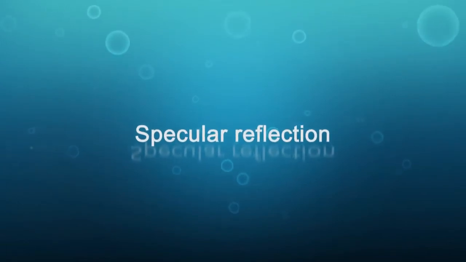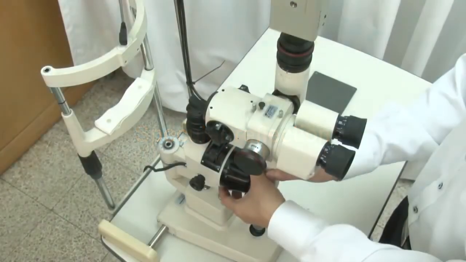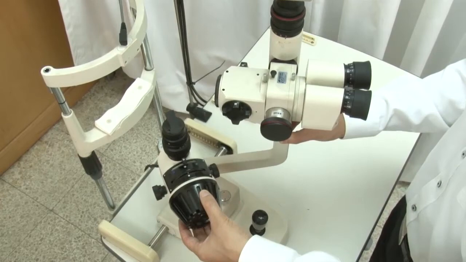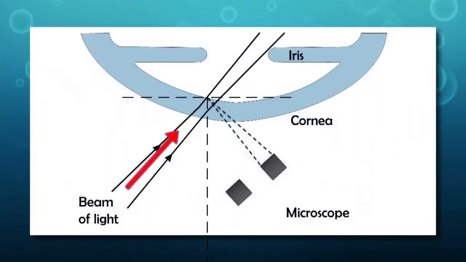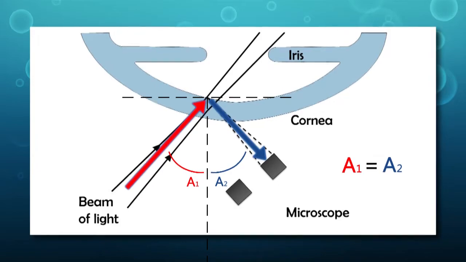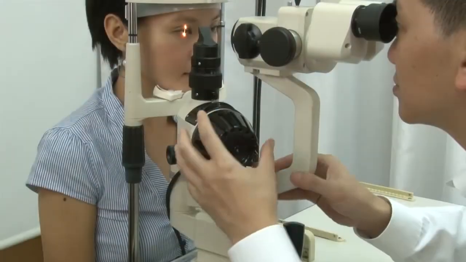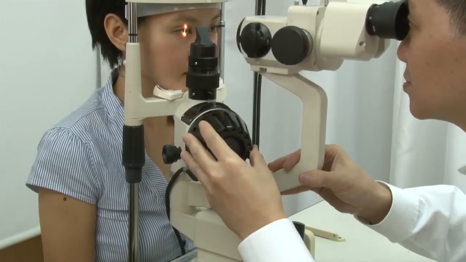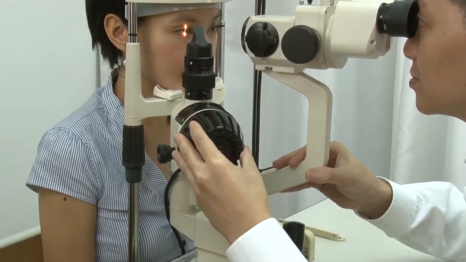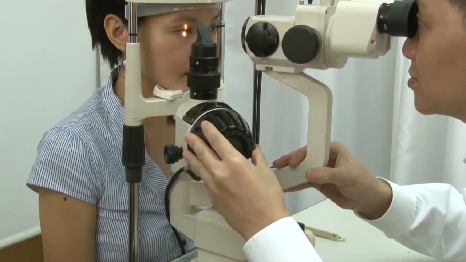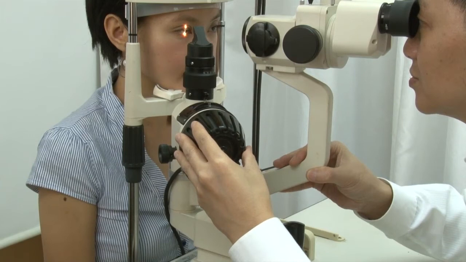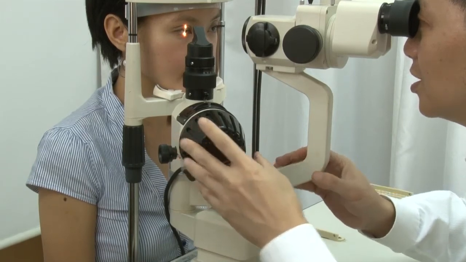Specular reflection. First, set the angle between the light source and the observation system at a point that the reflection path of the light source overlaps with the observation path. Adjust the slit width to about 2 millimeters, similar to a parallel epiped. Set the light source at maximum and magnification initially on low.